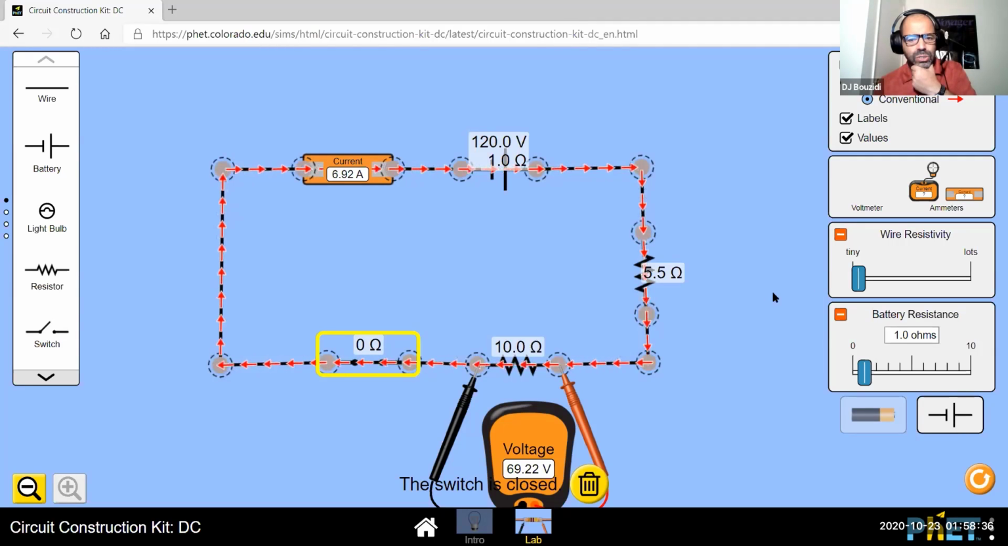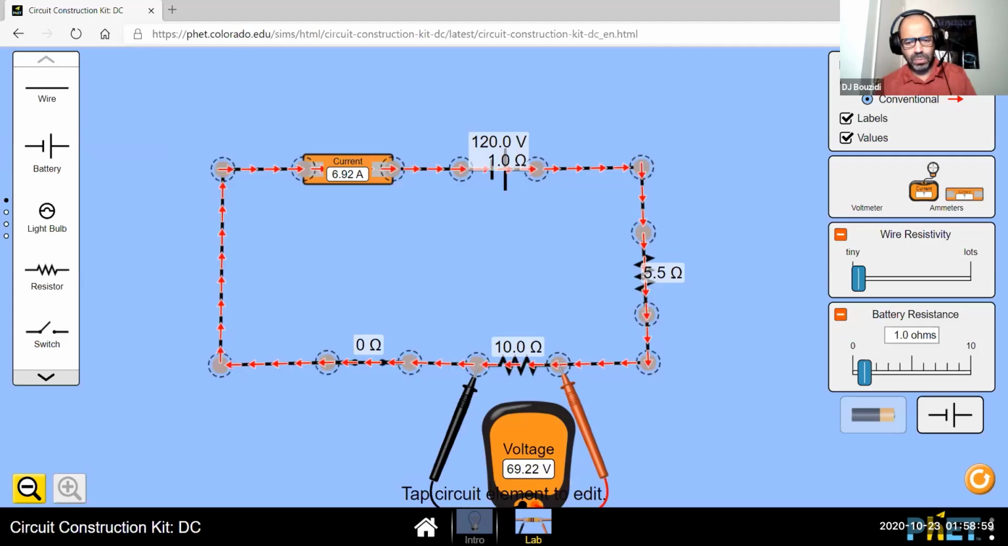Yes, it's closed. So now the voltage actually went up to 69.22 volts, and the current is 6.92 amps. I have 10 ohms now. So again, for this one, I'm going to come in here and read 69.22 for the volts and 6.92 for the current. So I'm going to go back into the table.